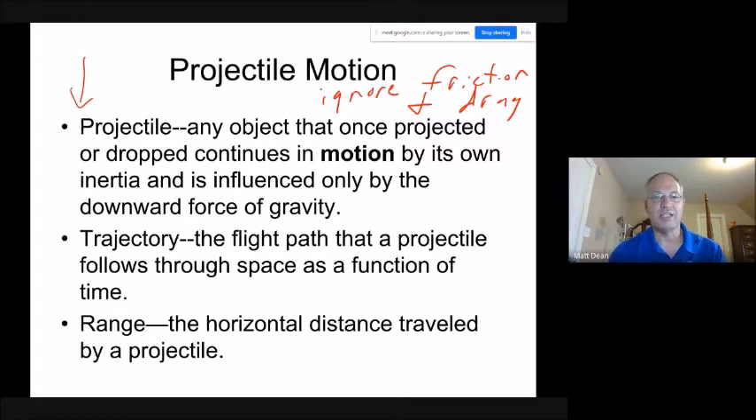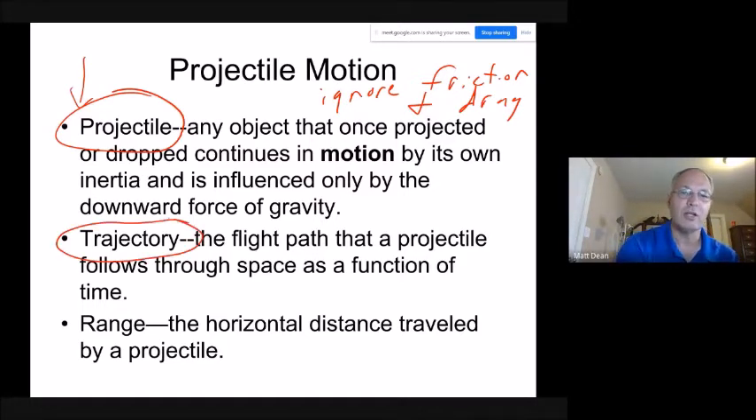A trajectory is the path a projectile follows, and the range is the horizontal distance or displacement traveled by that projectile during its flight. So those are important terms. Projectile is the actual object that's being shot out. The trajectory is the path it follows, and the range is the horizontal distance or displacement that it travels.